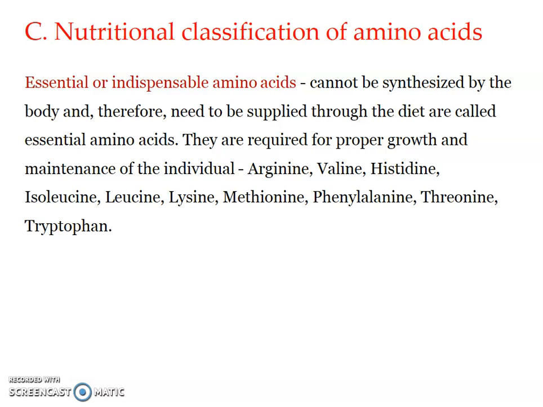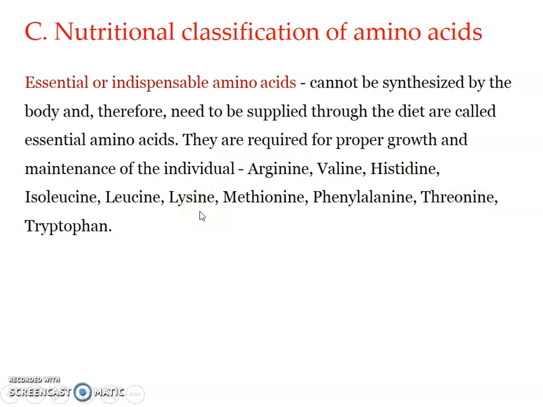Indispensable means unavoidable. It is needed for the maintenance and proper growth of the individual, but it cannot be synthesized. So these are the amino acids which are supposed to be supplied along with the food. They are arginine, valine, histidine, isoleucine, leucine, lysine, methionine, phenylalanine, threonine, and tryptophan.